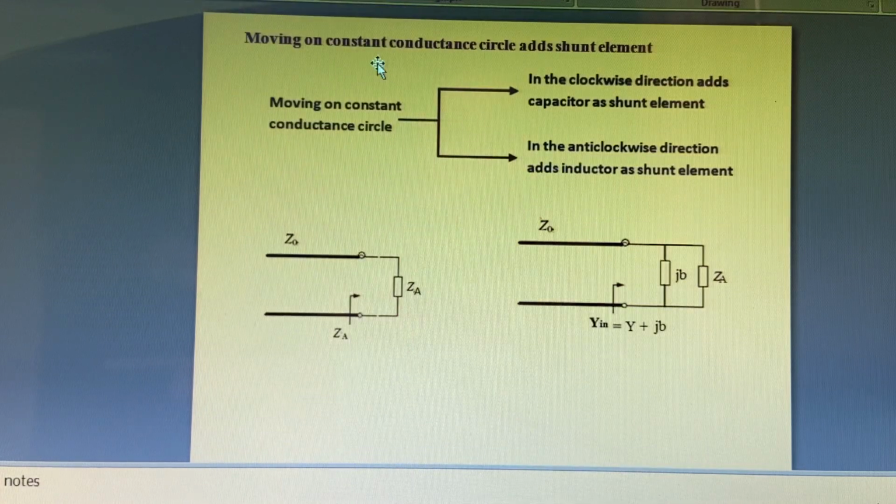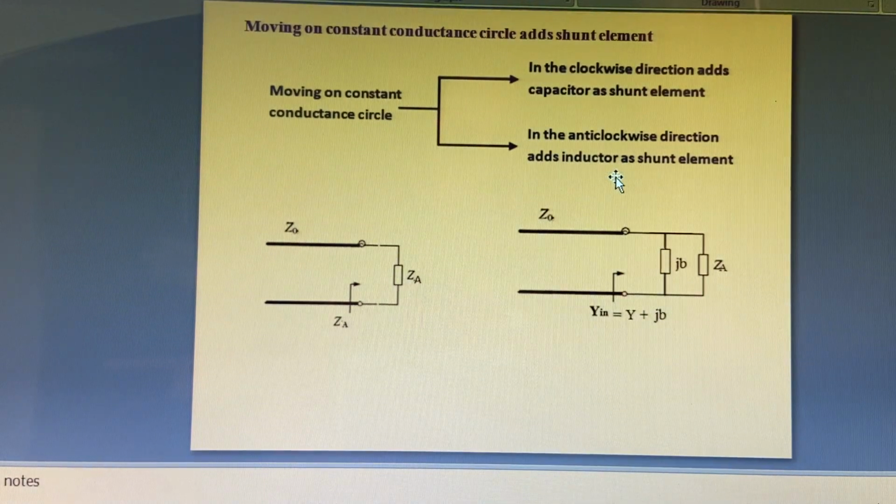Now, moving on constant conductance circles adds a shunt element. As we discussed, moving on constant conductance circles adds the shunt element as shown in this figure. Again, there are two ways of moving on a constant conductance circle: one is the clockwise direction, another is the anti-clockwise direction.